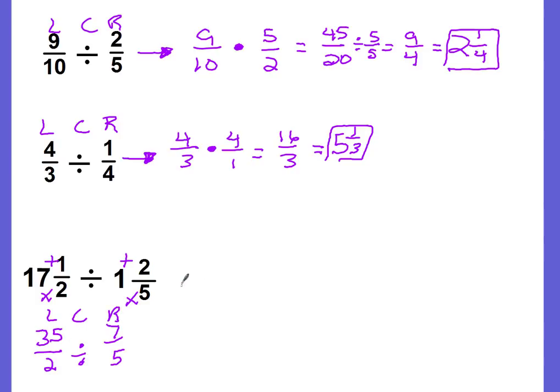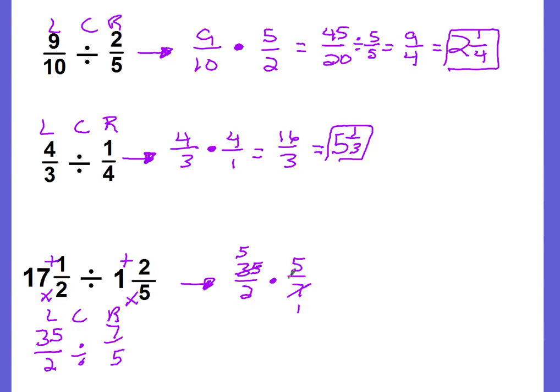So leave the first fraction alone. So it's going to stay 35 halves. Change the division to multiplication and write the reciprocal of 7 fifths. Flip it over and you get 5/7. Now hopefully you can see that you can cross simplify here. 7 divided by 7 is 1. 35 divided by 7 is 5. It makes it much easier to work with.